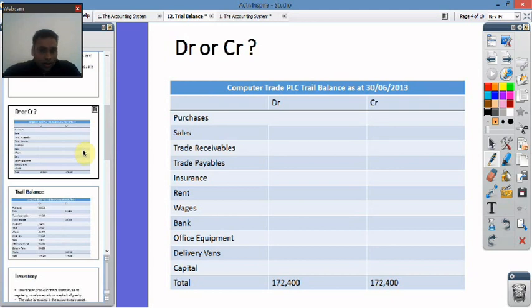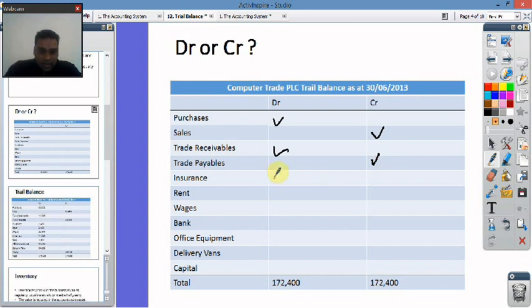What you can do now is stop the video and see whether you think these are debits or credits. So purchases, that's an expense. Is that a debit or credit? Well, it's an expense, so that would be a debit. Sales, is that a debit or credit? Well, it's an income, so that's a credit. Trade receivables, well, this is an asset. It's something that we own. We own the money that is due to us, so that will be a debit. Trade payables, that's something that we owe, so that's a liability, and that will be a credit.